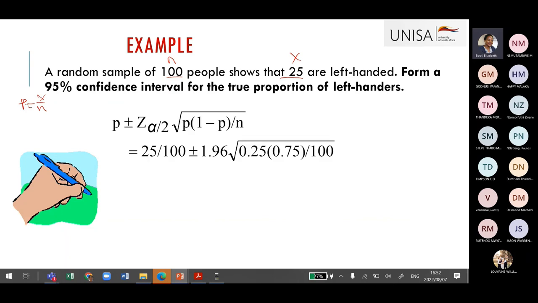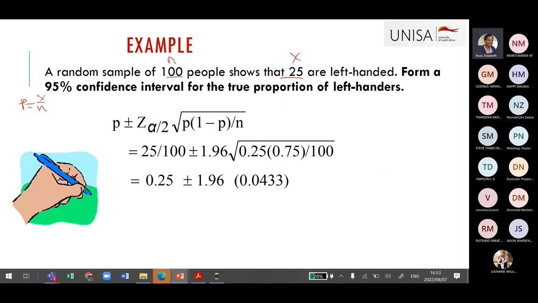And we know that the formula will just be your sample proportion plus or minus your critical value times the standard error. We substitute our p, which is 25 divided by 100, plus or minus our critical value at a 95% confidence interval. Remember the table, at 95% confidence, our alpha is 0.05 divided by 2, which is 0.025. We go to the table, 0.025 corresponds to negative 1.9 on the left, and at the top, 0.06. So therefore, our critical value will be 1.96 times the standard error, which is the square root of your sample proportion, 0.25, times 1 minus 0.25, which is 0.75, divided by n of 100.